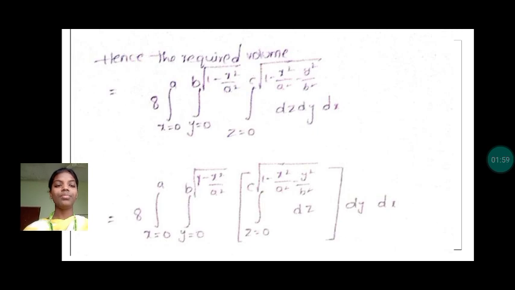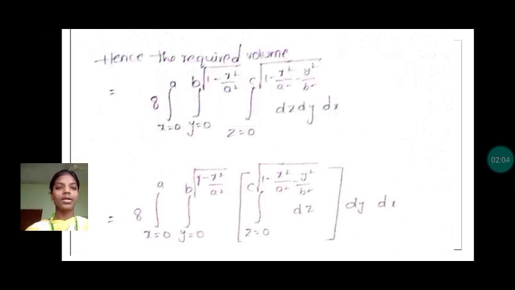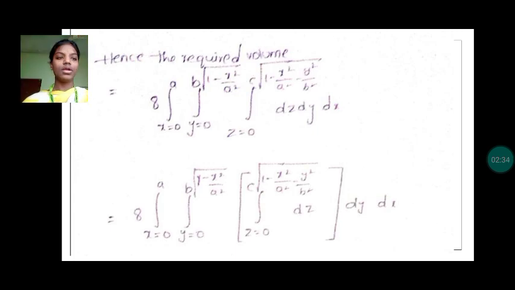Hence the required value is 8 ∫ x=0 to a ∫ y=0 to b√(1 − x²/a²) ∫ z=0 to c√(1 − x²/a² − y²/b²) dz dy dx. Now we have to integrate with respect to z by keeping x, y as constant: ∫ z=0 to c√(1 − x²/a² − y²/b²) dz.